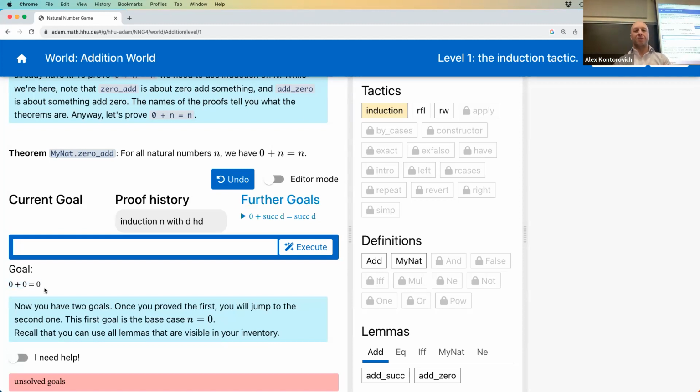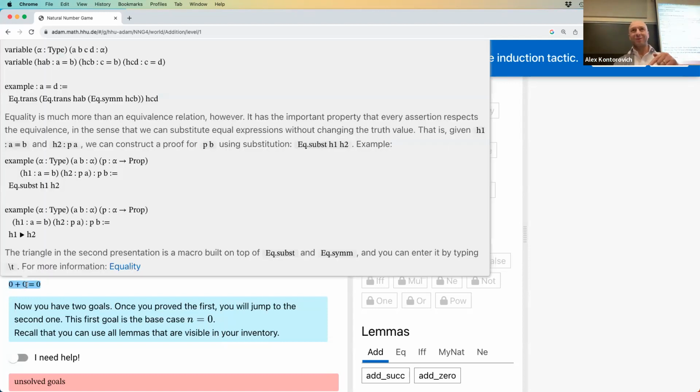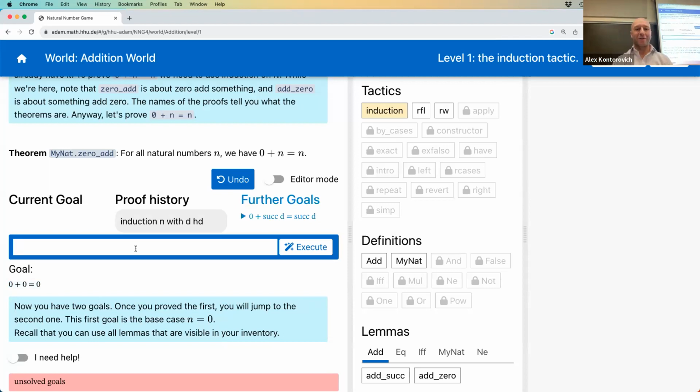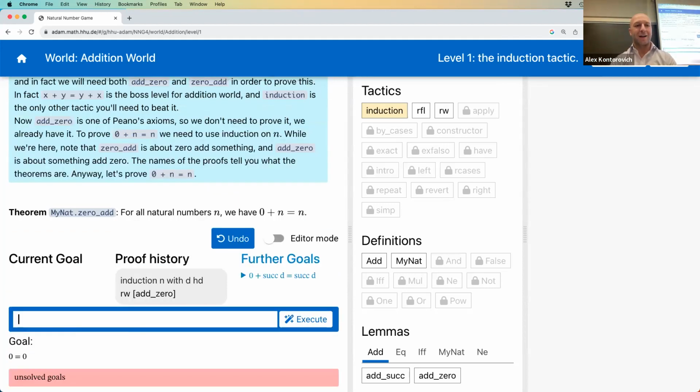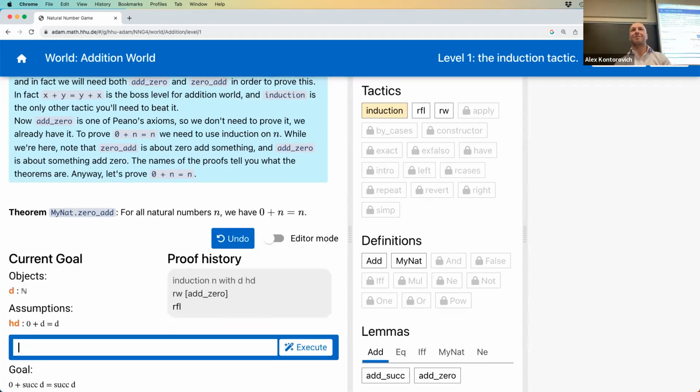Okay, so our goal is 0 plus 0 equals 0. How are we going to solve that? Yes, now we have addition 0. We're trying to prove 0 addition, but now we have addition 0. We know how to rewrite that. add_zero. And now we have 0 equals 0 as the goal, which we rfl. Okay.